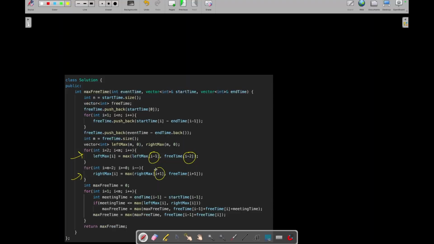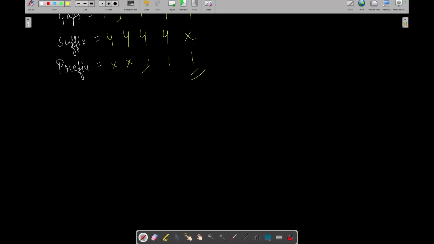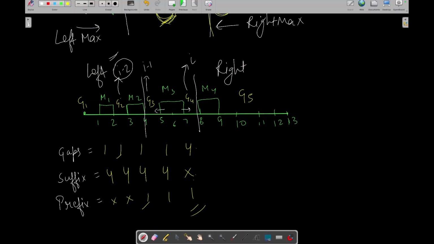Right max of I plus 1 and free time of I plus 1. There's just a tricky point of I minus 2 while calculating the left max, because you can see from this example, while calculating for G4, G3 will not be considered in left max because that will get considered while sliding. So we will consider the gap at index I minus 2.